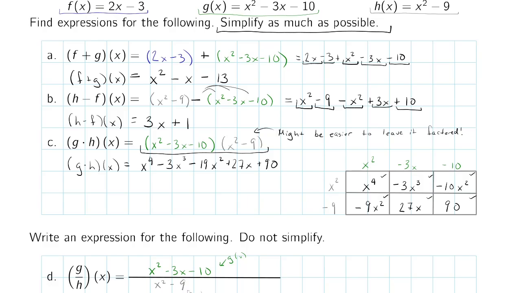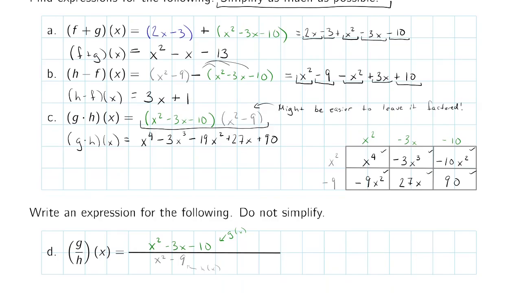That's h of x. So now, what we're looking at here is a fraction with a polynomial numerator and a polynomial denominator. At the moment, we don't know how to simplify this. We're going to learn how to simplify this extremely soon, but at the moment we don't know, which is why this instruction told us not to try. But even unsimplified, this is a perfectly good expression for g over h of x. Right? If you gave me a value of x, I could take it and plug it in here, no problem.